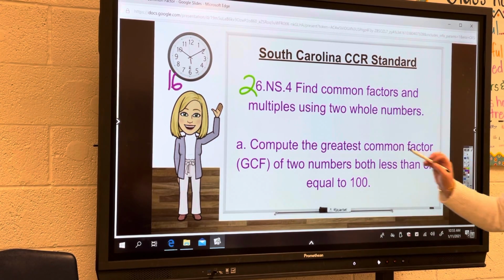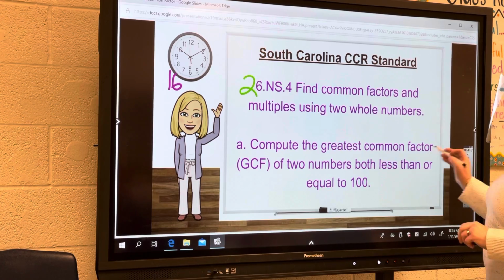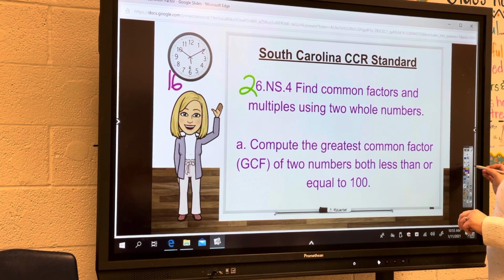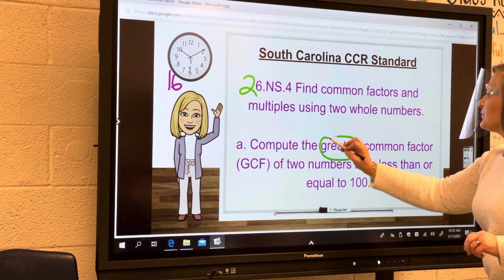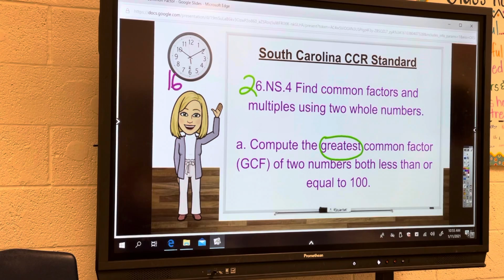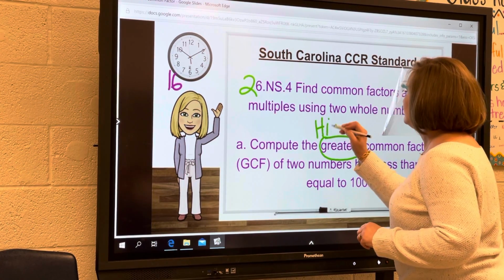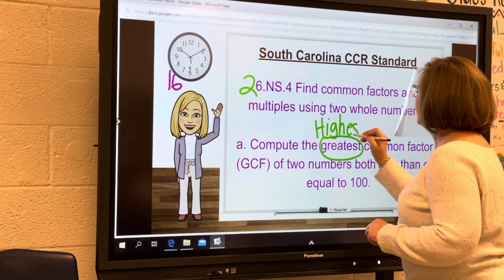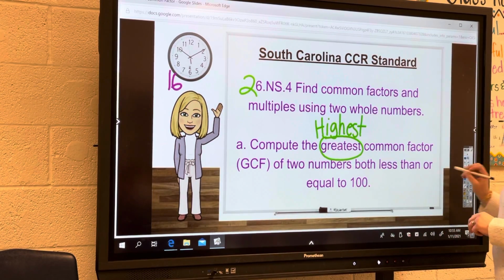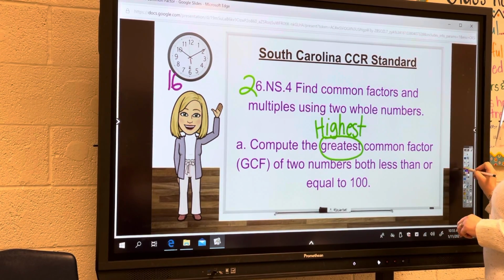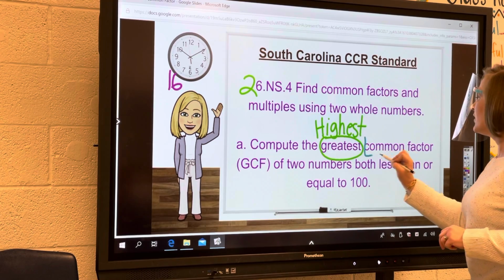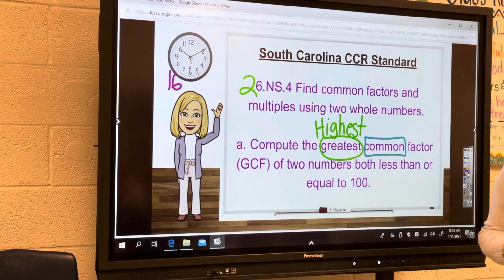So I want to talk about what these words mean up here. What does the word greatest mean? The highest. It's the highest. What does the word common mean? Most found.